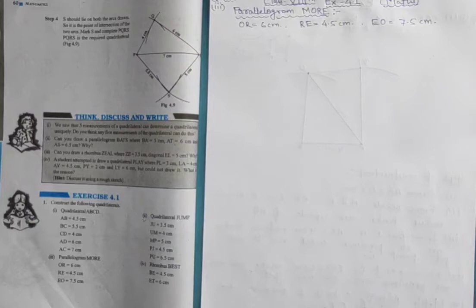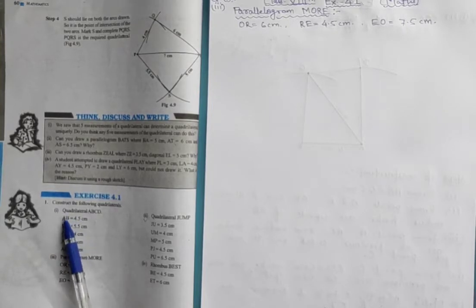Good morning, students. Today we will do the further part of exercise 4.1. Yesterday we did question number one, constructing a quadrilateral ABCD, and now we will do question number three. In this question we have to construct a parallelogram MORE. Here three sides were given: OR equal to 6 centimeter, RE equal to 7.5 centimeter, EO equal to 7.5 centimeter. So you are thinking about that.